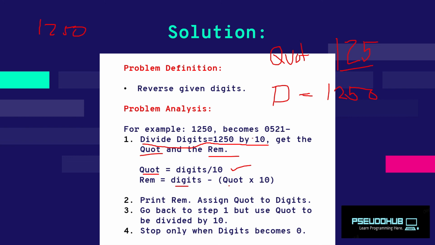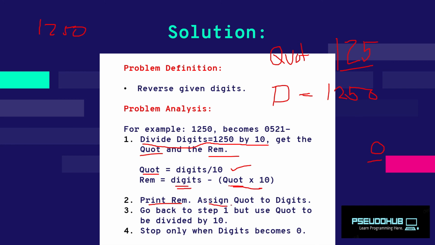So digits, which is 1,250, divided by 10, the answer is 125. That's the first value. And then below, we multiply first. The quote is 125 times 10, so 125 times 10 is 1,250. The value of digit is 1,250, so 1,250 minus 1,250, then you will get 0. Okay? Then print rem, that is the second step, we output it, we print rem. So rem is 0, the remainder.